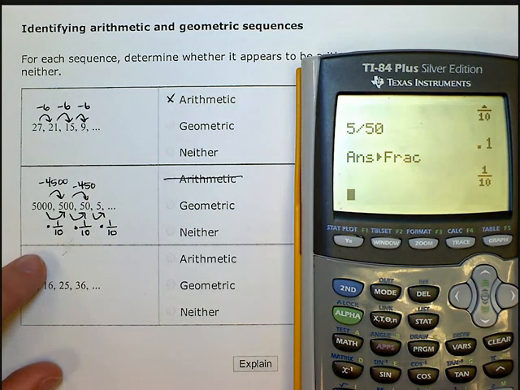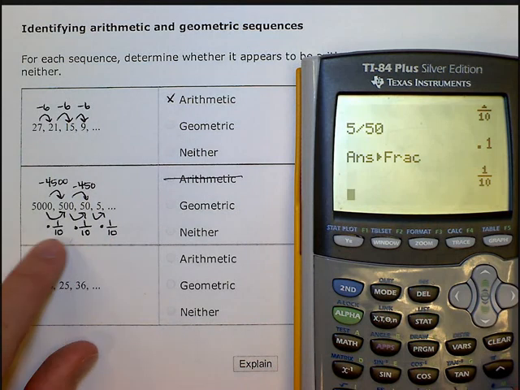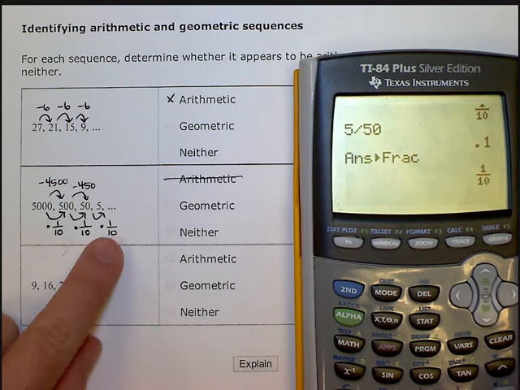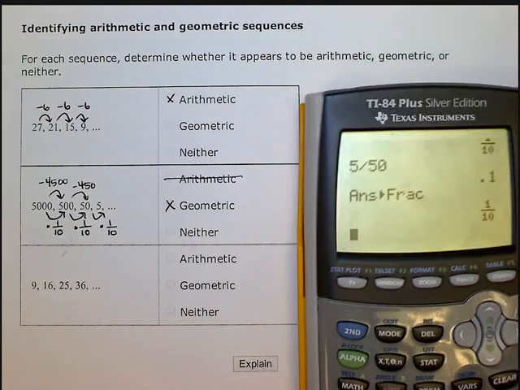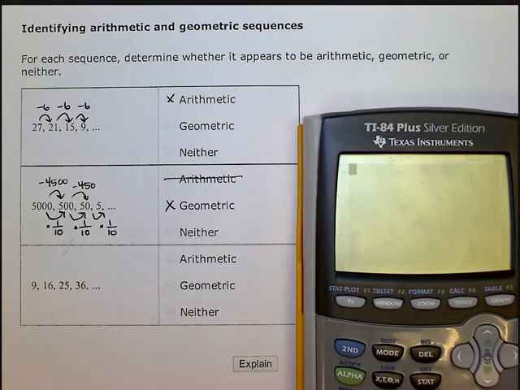So I see a common ratio here. So the number that we're multiplying by is the same in every case. So this is going to be a geometric sequence. Alright, let's see if we can figure out this last one. Again, I'm going to check arithmetic first.